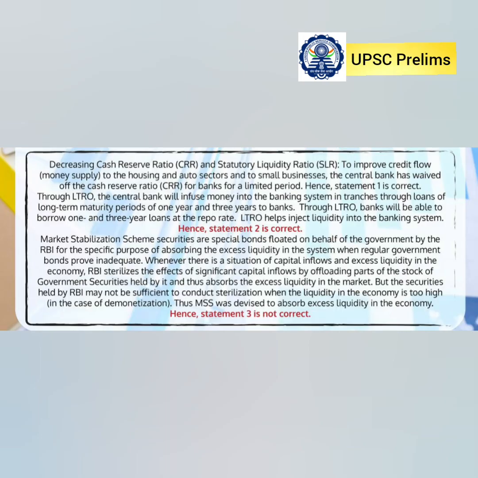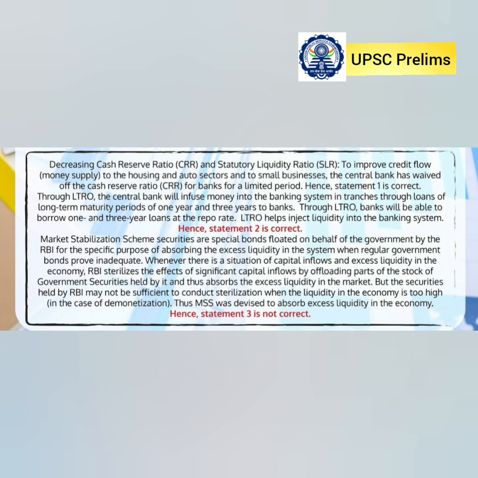Option B, decreasing cash reserve ratio and statutory liquidity ratio. To improve credit flow, it means to improve money supply to the housing and auto sectors and to small businesses, the central bank waived off the cash reserve ratio for banks for a limited period. Hence, statement 1 is correct.